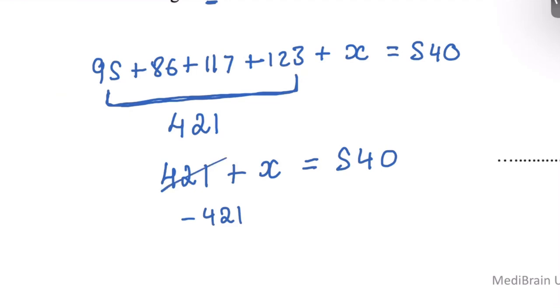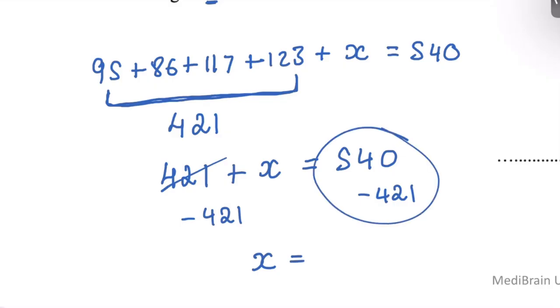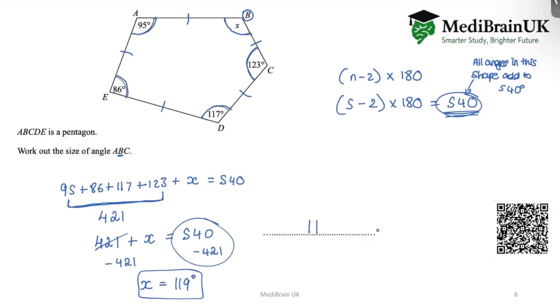That gets rid of the 421 on this side, and then we do the same to the other side. Now we're left with just x on this side, and on the other side we have to do 540 subtract 421. That is going to get you an answer of 119 degrees. 540 subtract 421 gives you 119 degrees. So the answer is just going to be 119.